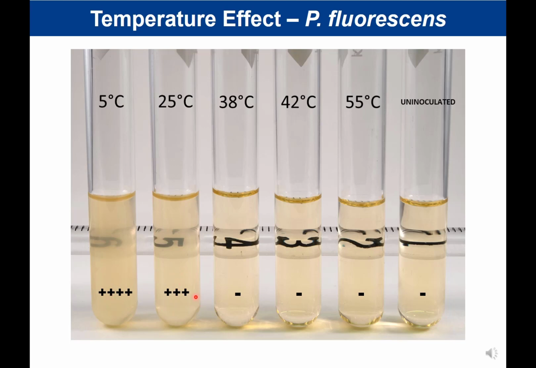25 degrees, we get a little bit less, right? We still have some turbidity, but not as much as the 5 degrees. Whereas when we look at 38, 42, and 55, we see no growth. That's consistent with the uninoculated control. And so this shows us that Pseudomonas fluorescens grew best at 5 degrees. It also grew at 25.